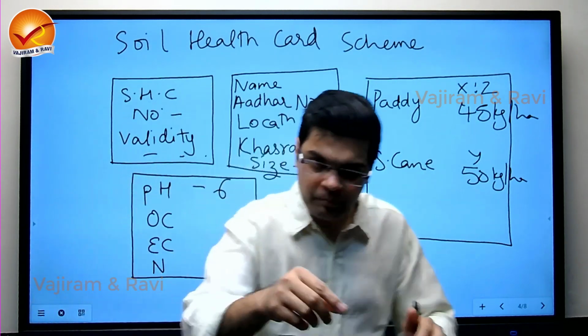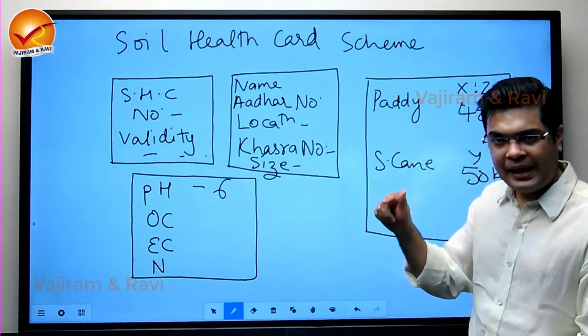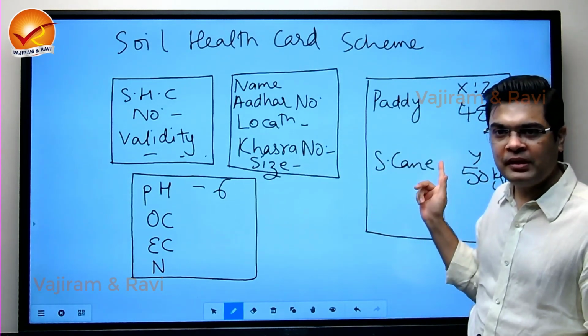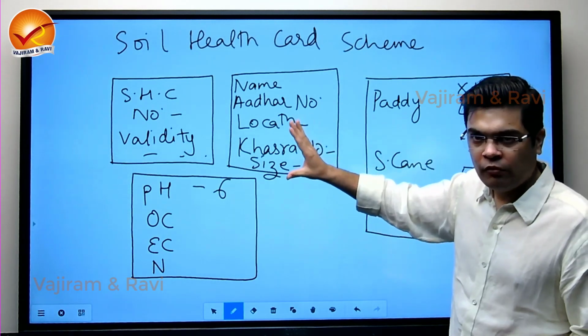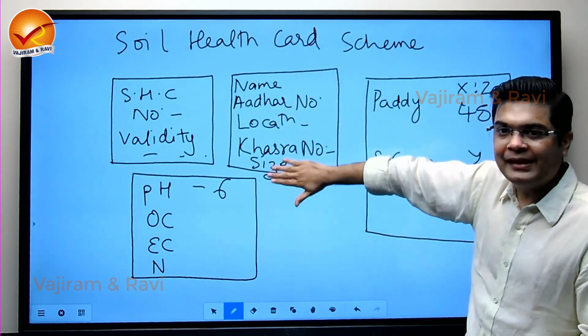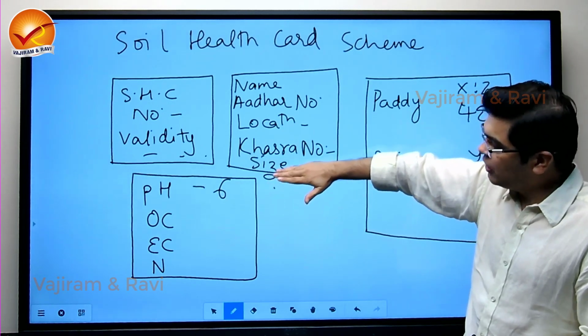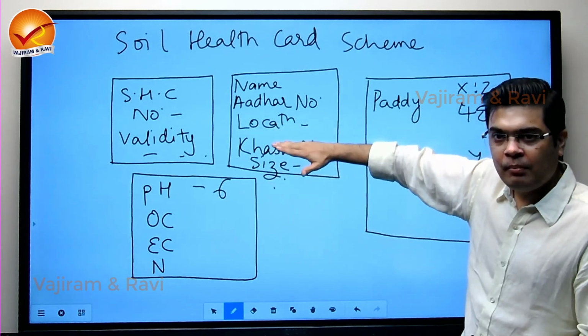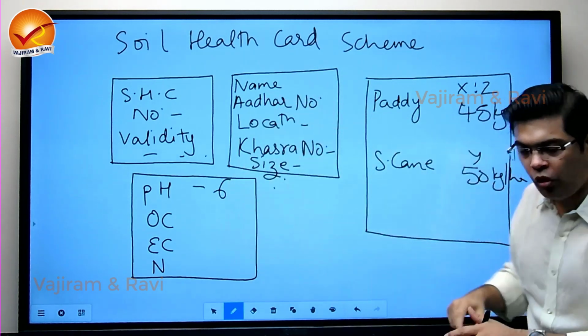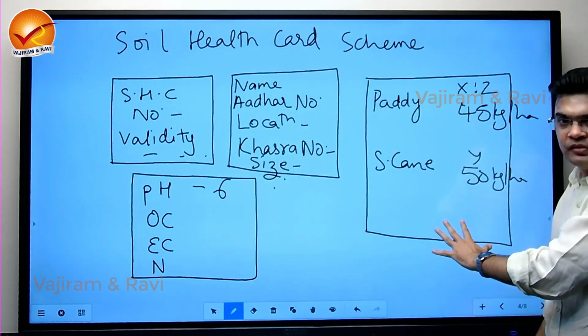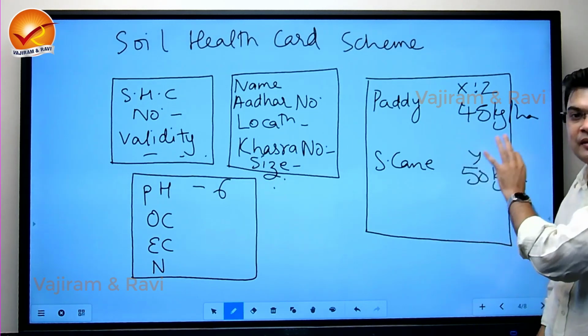So first, a sample is taken from the field, analyzed in the lab on 13 parameters. Then based on that report, a card is prepared, which would have all the details of the farmers, including the land size, the land number, as well as the Aadhaar number. And along with the report, also it has a recommendation page that what should be the fertilizer farmer has to use.